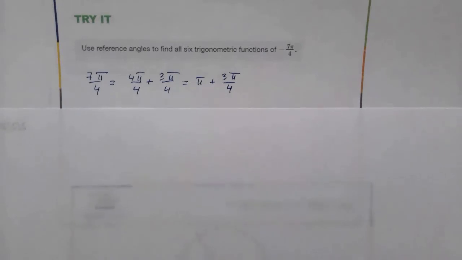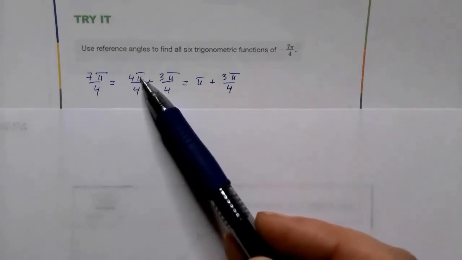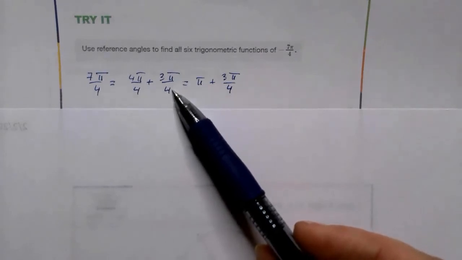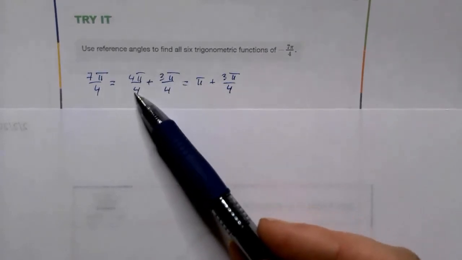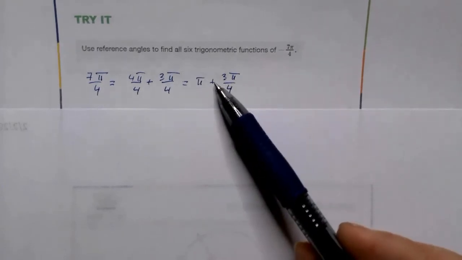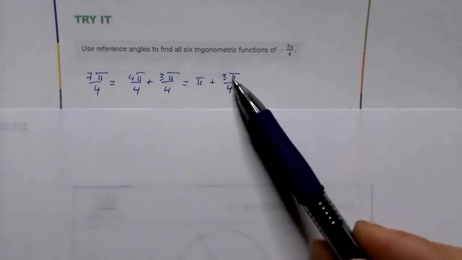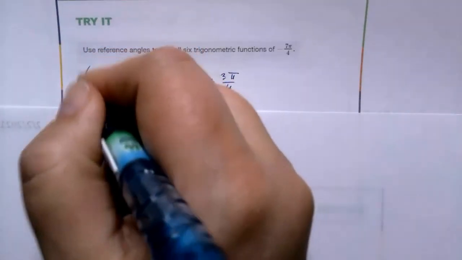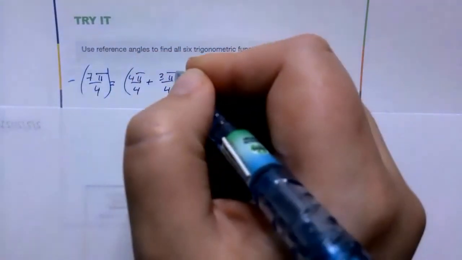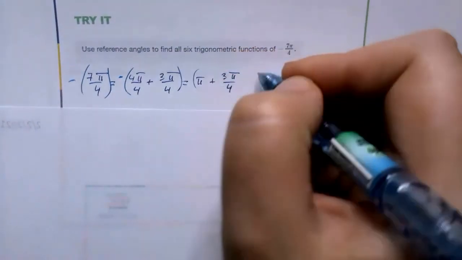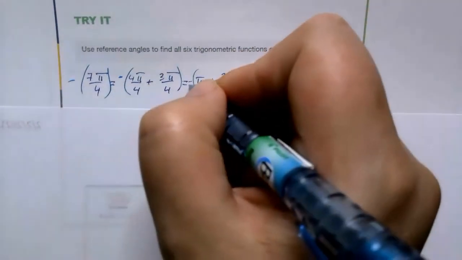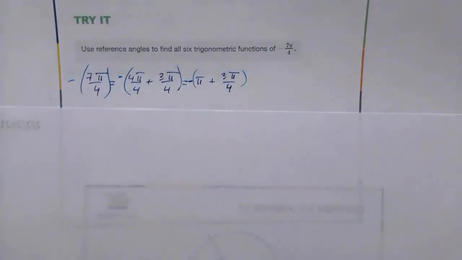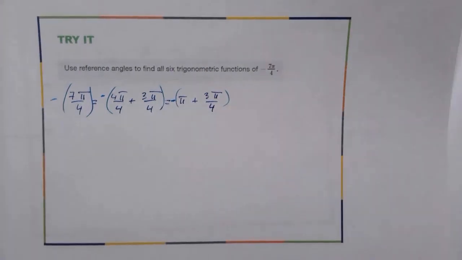Okay, so here's my hint. 7 pi over 4 is 4 pi over 4 plus 3 pi over 4, which simplifies to just pi plus 3 pi over 4. But of course, you have a negative, so it's going in the opposite direction, in the clockwise direction. Okay, so go ahead and finish this problem. And I'm going to see you in the next video.